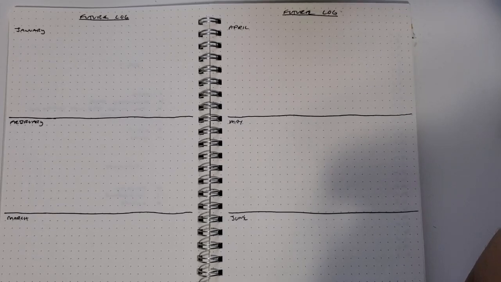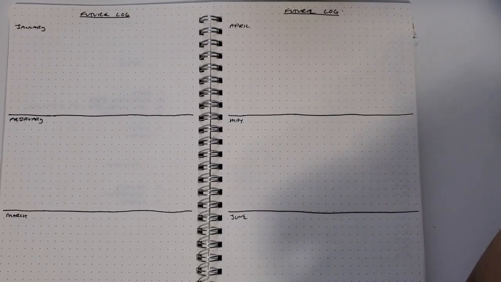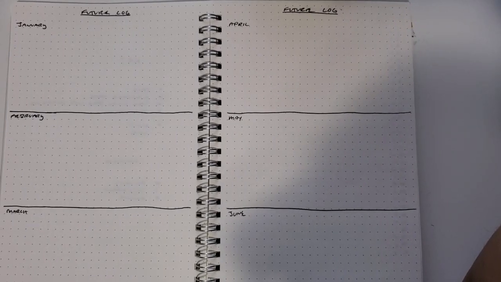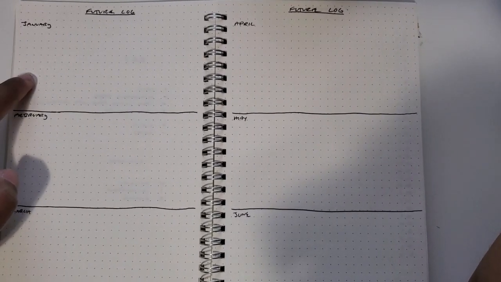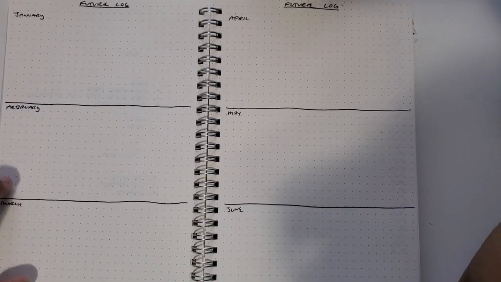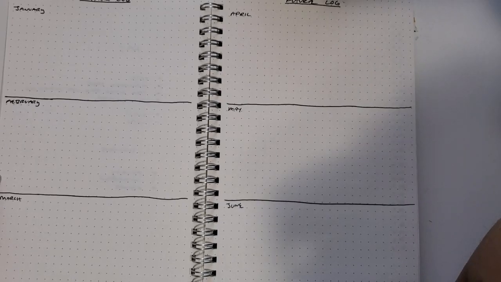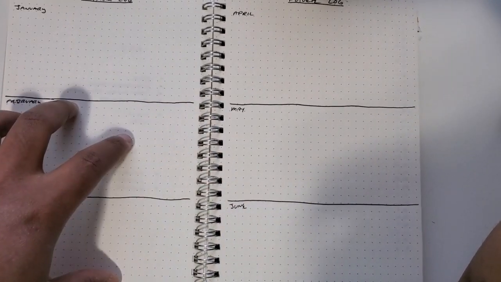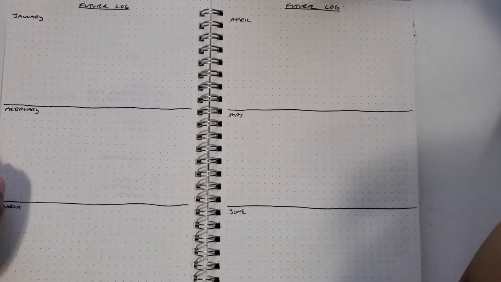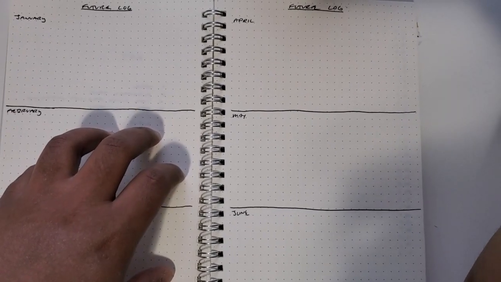This is the very basic future log that Ryder Carroll has developed. This is a 6-month future log. In each month, you will list the various tasks and events that you have to get done. And if you want to migrate tasks from the daily log, you would migrate them back to here or into the future with the following month.